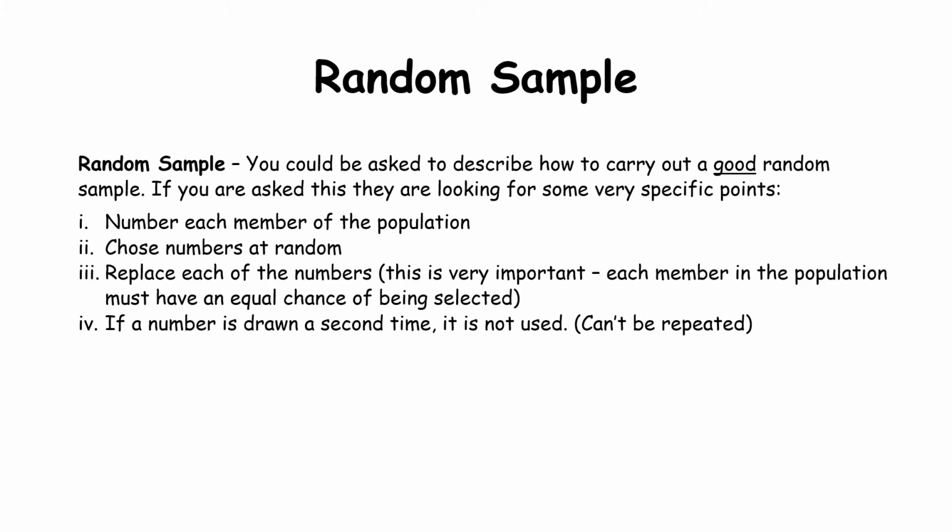And the reason for that is because if you don't replace it, then the probability of the next person being chosen is going to be different to the probability of the first person being chosen. So you need to make sure that each member of the population has an equal chance of being selected. If the number or person is drawn a second time, it's not used again, it just goes back in. So it might seem a bit pointless, but from a probability point of view, what we're doing is ensuring that there is the same probability each time we select a number or a name.